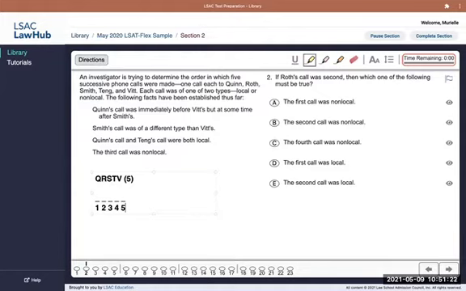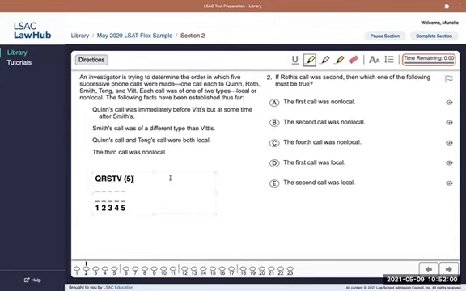Each call was of one of 2 types. So we do have an added element here, and that's whether the calls are local or non-local. There are a couple of ways that you can choose to deal with this. You might want to just add another line to your sequence. So you could add a line up top or on the bottom. If you want to put Quinn, Roth, Smith, Tang, and Vitt on the top line, and then on the bottom you indicate whether they're local or non-local, that would work. That's what I'll do here.